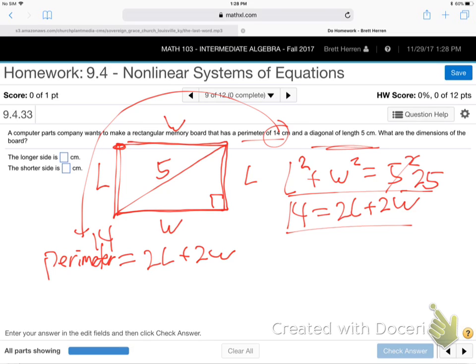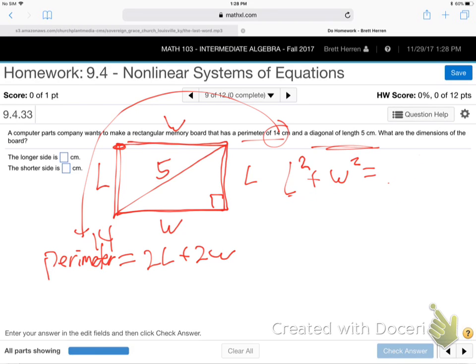So here, let me rewrite them. Let me put the 14 on the right side here, so they're a little easier to deal with. So L squared plus W squared is 25, and 2L plus 2W is 14. Let's line them up like that. So there's our two equations. Everybody see how I found those? This is the perimeter one: 2 lengths and 2 widths is 14. This is the Pythagorean: a squared plus b squared is diagonal squared, right? I'm just doing that triangle right there.